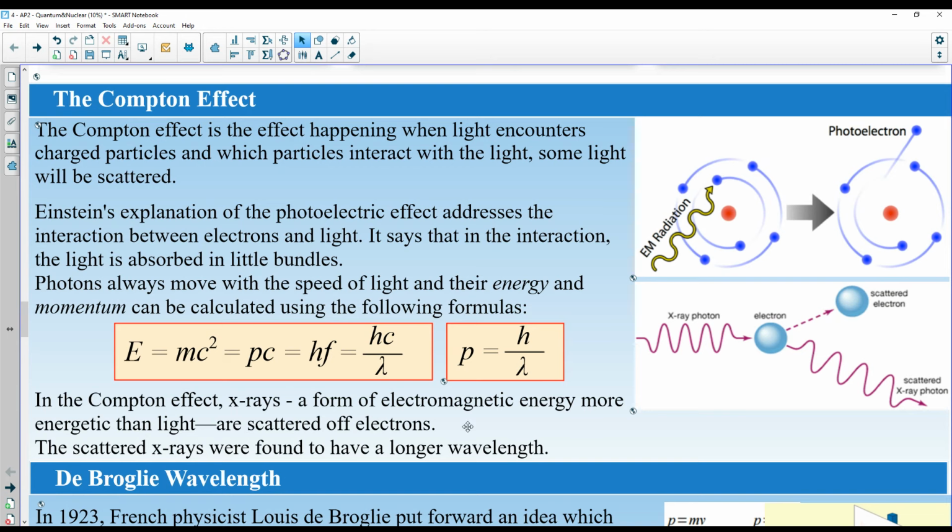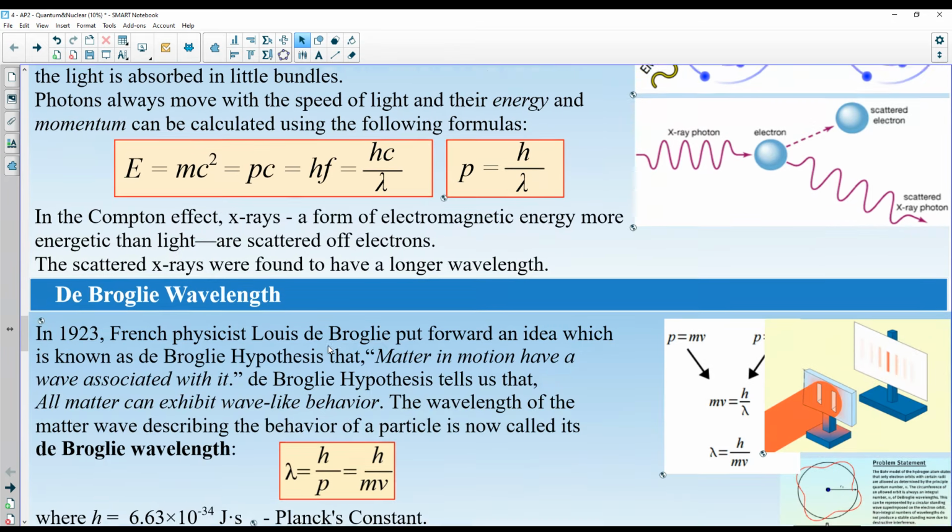So in the Compton effect, it's the energy of the light that scatters off the electrons. Scattered X-rays were found to have a longer wavelength. So this one has shorter wavelength, this one has longer wavelength. Longer wavelength means lower frequency. That means part of the energy went with the electrons that were bombarded out. So that's the Compton effect explained.